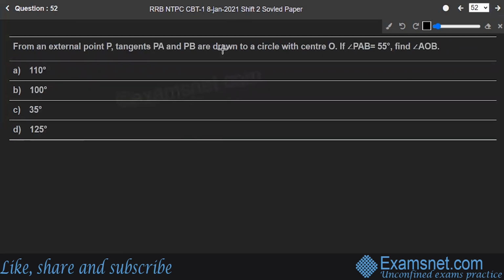From an external point P, tangents PA and PB are drawn to the circle with center O. If angle PAB is equal to 55 degrees, you have to find out what is angle AOP. So now let's draw the figure for this first. This is the circle. And this is the point P.